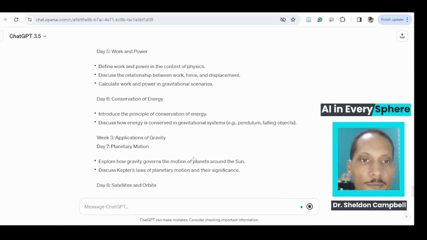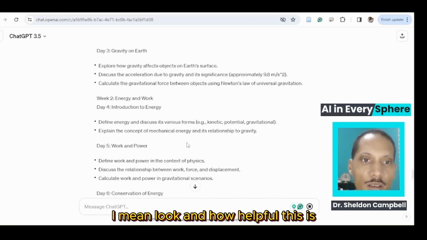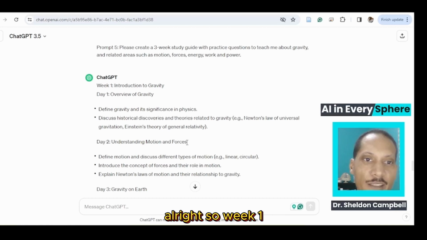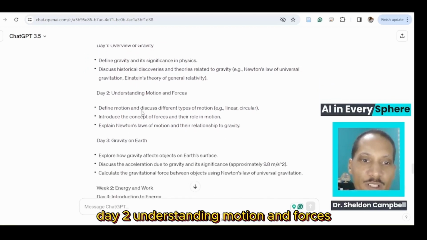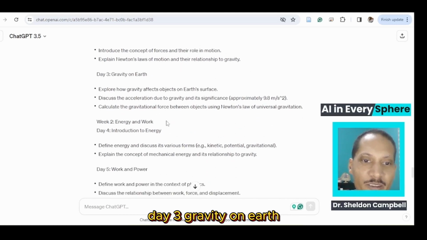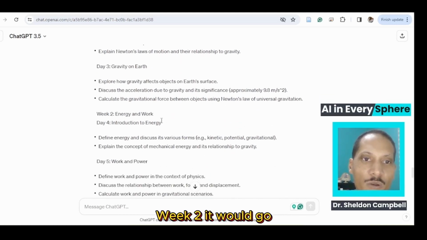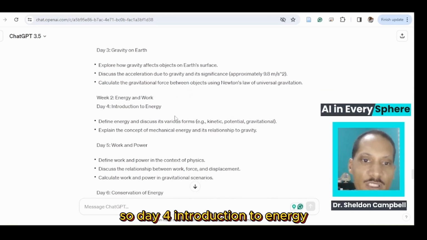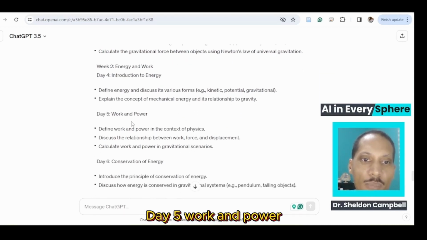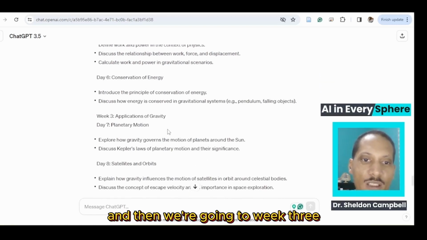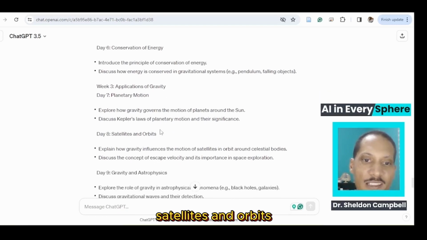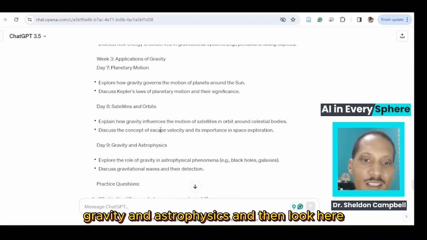Right? Look and how helpful this is. Alright, so week 1, day 1, an overview of gravity. Day 2, understanding motion and forces. Day 3, gravity on Earth. Week 2, we would go looking on energy and work. So day 4, introduction to energy. Day 5, work and power. Day 6, conservation of energy. And then we'll go into week 3, talking about planetary motion, satellites and orbits, gravity and astrophysics.